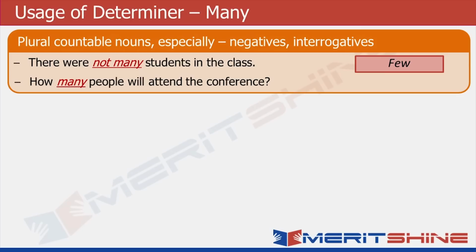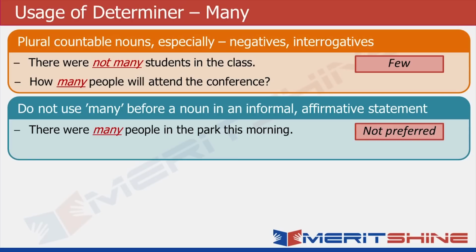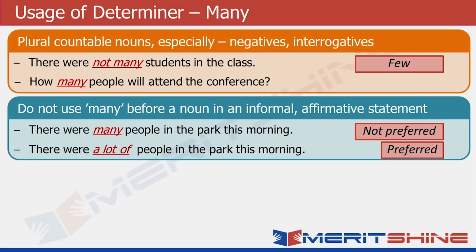In general, it is preferred to use a lot of or lots of in place of many before a noun in an informal and affirmative statement. Instead of saying there were many people in the park this morning, the preferred statement is there were a lot of people in the park this morning.